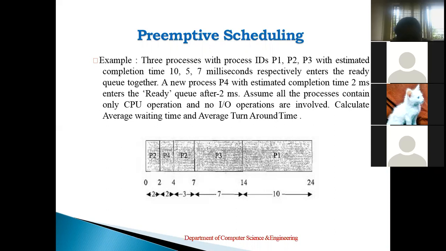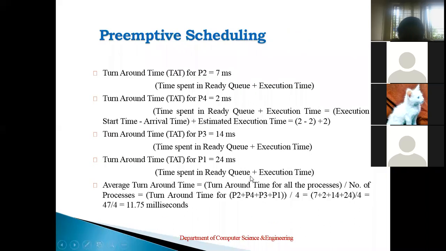Okay. What about P1 then? What is the turnaround time? Ma'am, P1, 24. Okay. It is waiting for 14 millisecond. Execution time is 10. So 24. Understood? Yes, ma'am. This is what they have given. Right? Just here, 24 millisecond. Now, what is the average turnaround time?